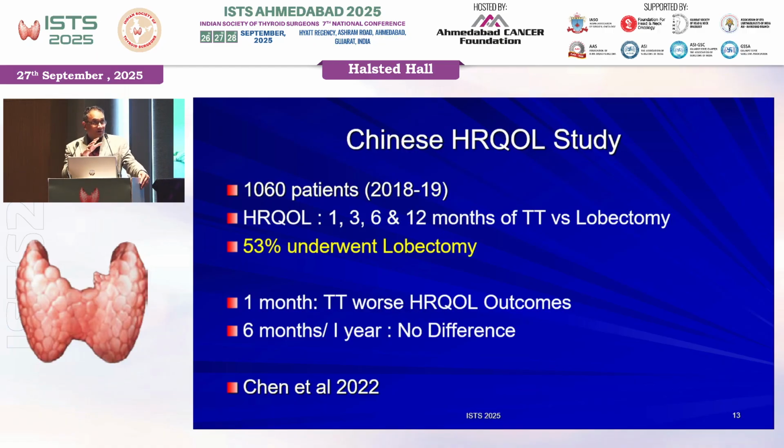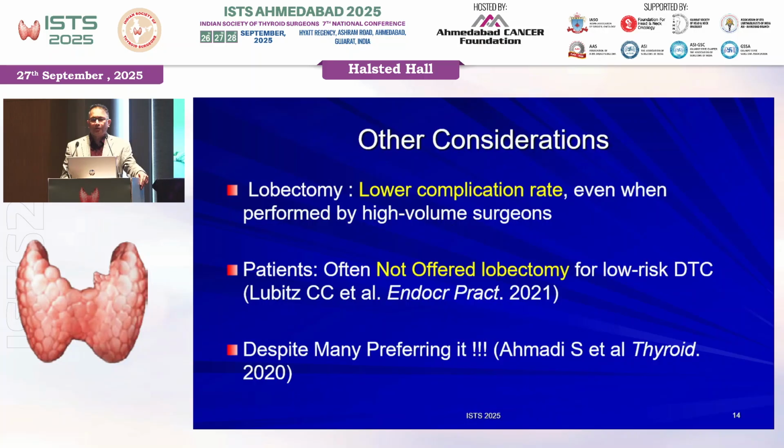So I think in the majority of the earlier series, you have more than 80% undergoing a total thyroidectomy, whereas in the Chinese study, 53% underwent a hemithyroidectomy or lobectomy. They measured quality of life at 1, 3, 6, and 12 months. At 1 month, it was worse, but again, at 6 months and 12 months, it became bang normal. So again, in terms of quality of life outcomes, there was not much difference between them.